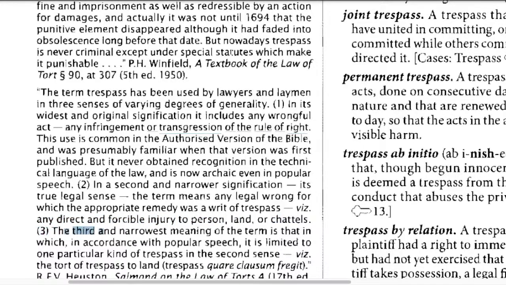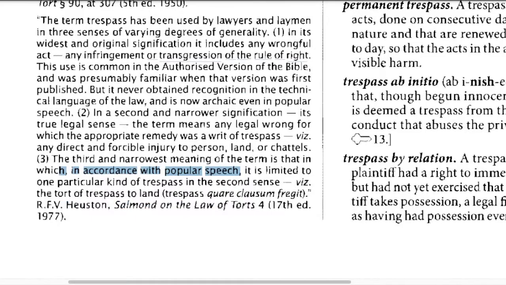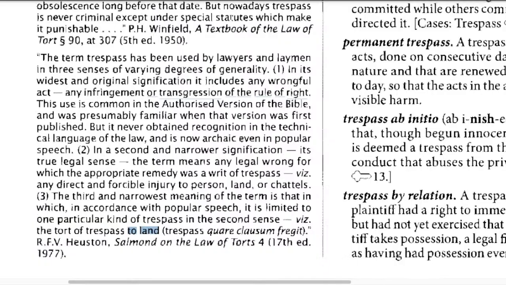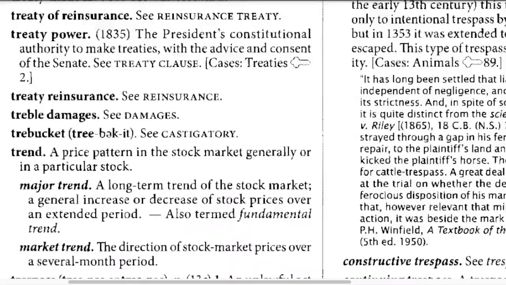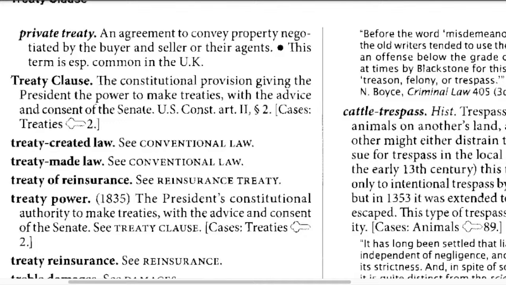3. The third and narrowest meaning of the term is that in which, in accordance with popular speech, it is limited to one particular kind of trespass in the second sense, viz., the tort of trespass to land. And that's the one we're mostly familiar with. Let's see if this continues. Oh, yes.